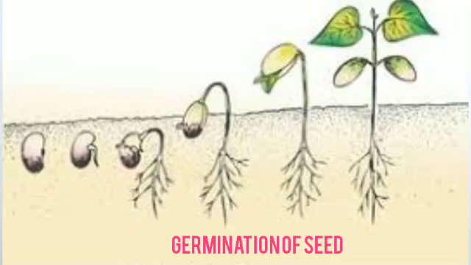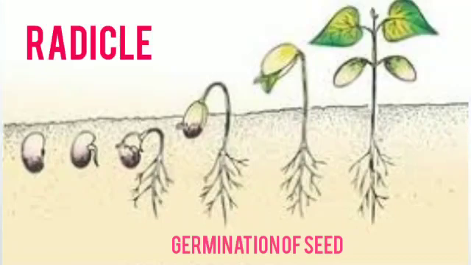After some days, you can see that from the seed, a small part is coming outside. This small part is called the radicle. This radicle is the first part which comes out from a seed. The radicle will later change into roots with many root hairs. It will go deep into the soil and absorb the water from there.